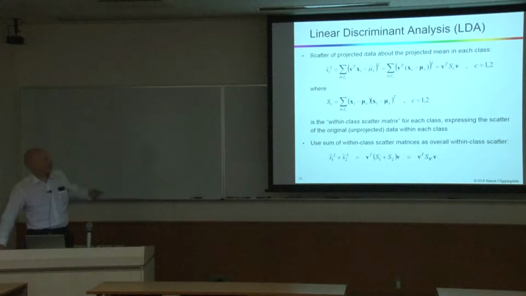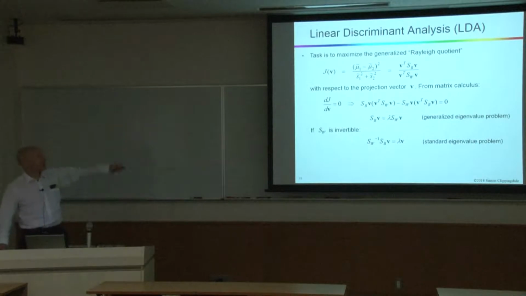There's another scatter, which is this thing, which again is this kind of quadratic product including the vector that we're looking for, V, and another scatter matrix, SC, and that SC is this thing, which is called a within class scatter matrix for each class. And that is effectively just the covariance matrix of each class. So we just add those up, and it gives us this thing here. This is the within class scatter matrix.